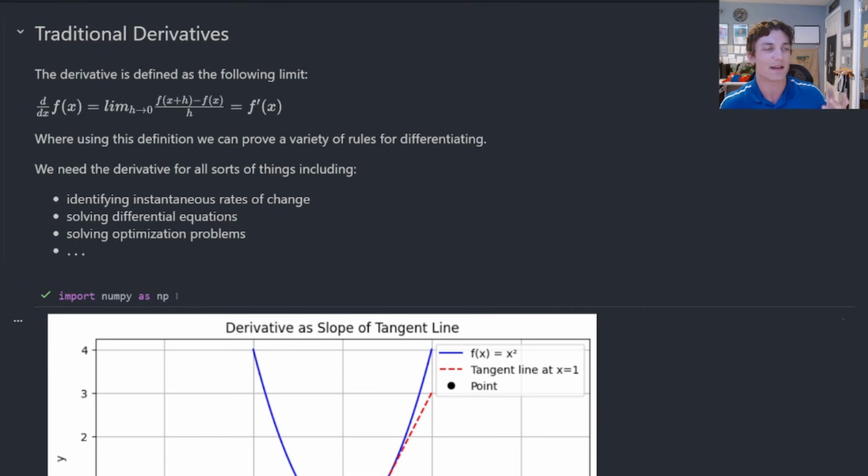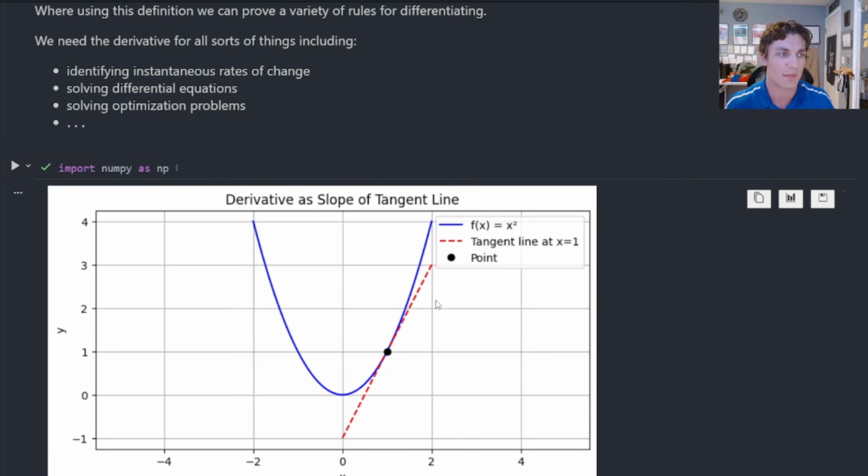Let's start with the derivative from traditional calculus. The derivative is defined in terms of a limit, and this limit definition can be used to prove all sorts of useful theorems, from the power rule to the product rule, and so on. Typically when we first learn about the derivative, we learn about it in the context of instantaneous rate of change and the slope of a tangent line. I've plotted the derivative of this very simple function, x squared, and at this point the derivative gives us the slope of the tangent line, the instantaneous rate of change.